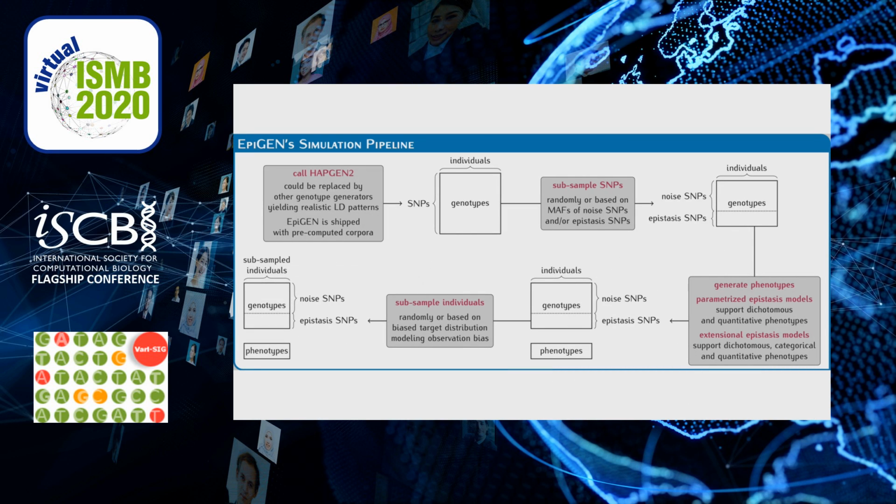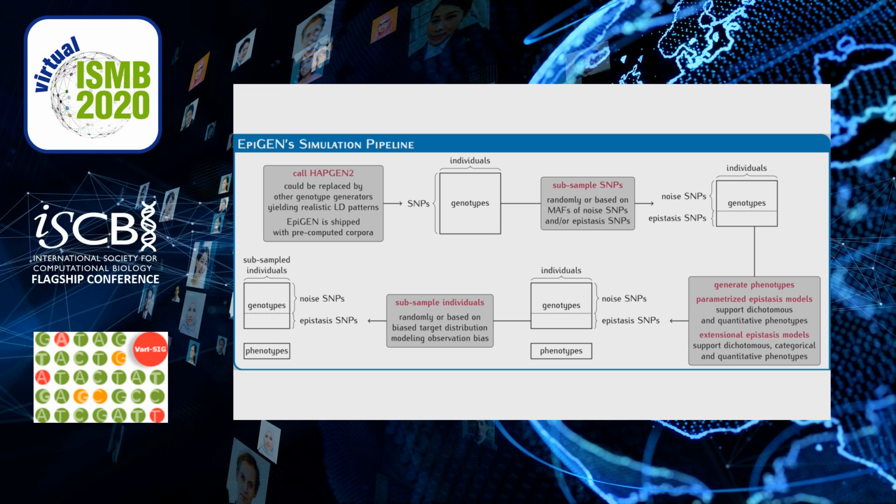EpiGEN is implemented as a simulation pipeline which consists of four main steps. In the first step, we call HapGen2 to generate the genotype corpora. Note that HapGen2 could in principle be replaced by any other genotype generator that yields realistic LD patterns. Also, EpiGEN is shipped with pre-computed corpora, so the user does not have to call HapGen2 herself. Once that's done, we subsample the SNPs. This can be done either randomly or based on the minor allele frequencies of the noise SNPs and/or of the epistasis SNPs. After that, we generate the phenotypes.